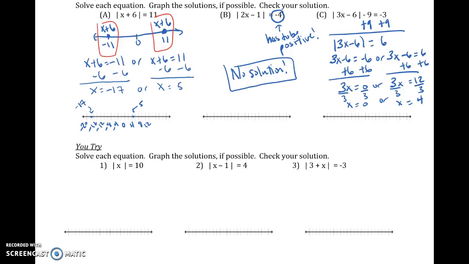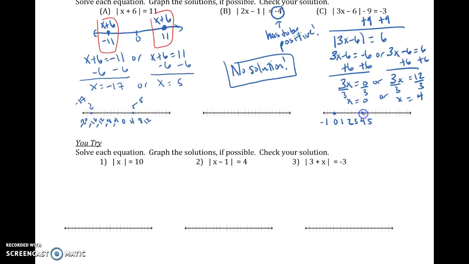All right, I'm going to go ahead and graph this, and I can pretty much do whatever I want with my scale because 0 and 4 is nice and close together. So I might just start at -1, 0, 1, 2, 3, 4, 5, right? Doesn't have to go through the whole number line. And just go ahead and plot your points. Remember, it's equal, so we don't need arrows.